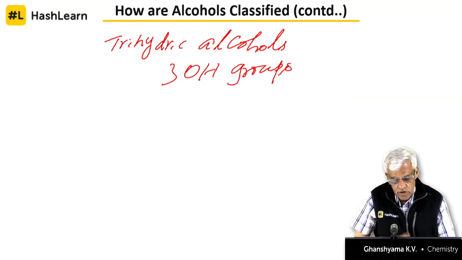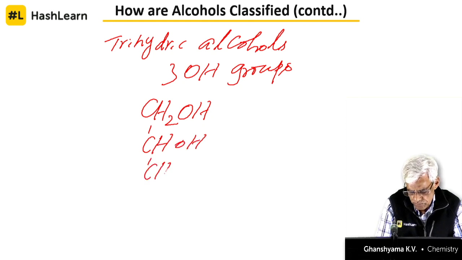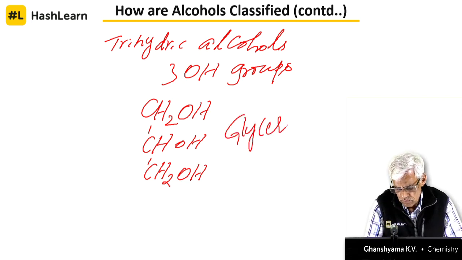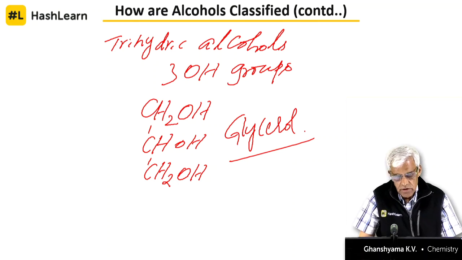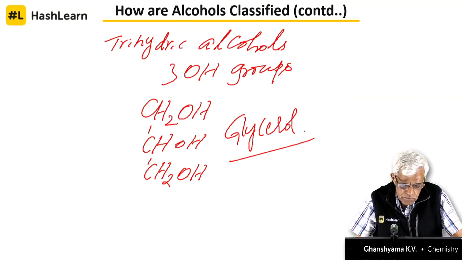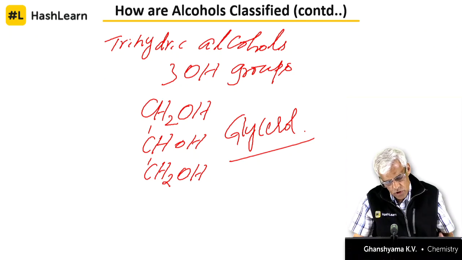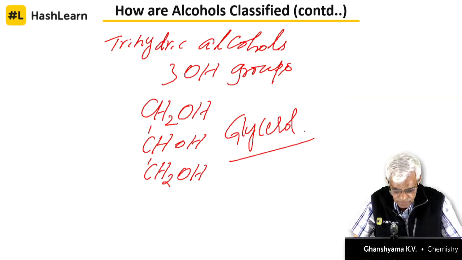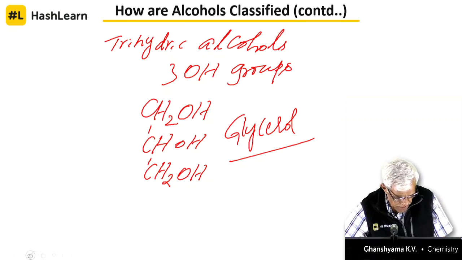Okay. So, trihydric alcohols, 3 OH groups. Example for that is CH2OH, CHOH and then CH2OH, glycerol. So, this is glycerol, this is a trihydric alcohol. So, alcohols containing one OH group are called monohydric, 2 OH groups on 2 different carbon atoms is dihydric, 3 is trihydric. Okay, excellent. Then the next is, we shall concentrate only on monohydric alcohols.